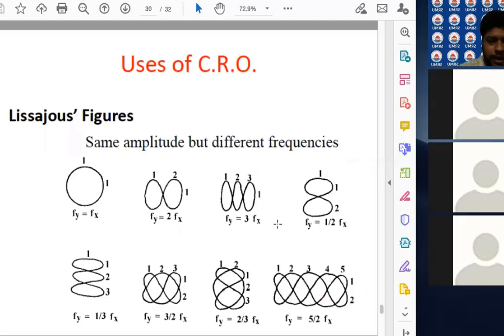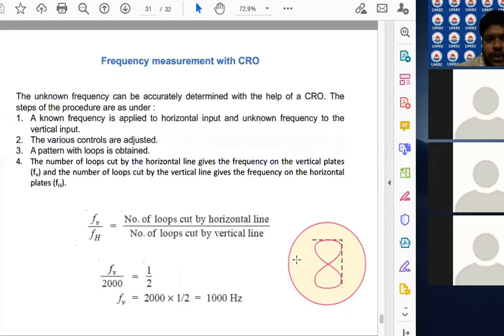So if you remember what we were showing in the previous slide, these are different patterns. And we know one frequency, so calculating the other frequency is nothing. It's very simple. So that is what we are doing here. There is a method, there is a formula for that. So the number of loops cut by the horizontal line.